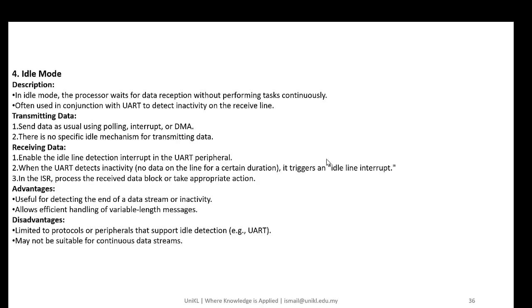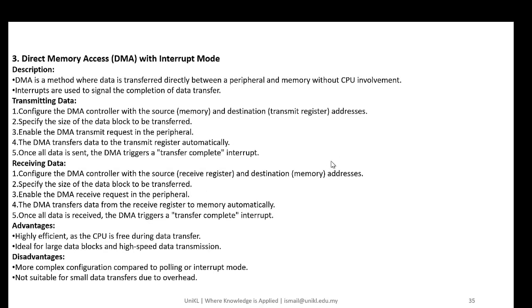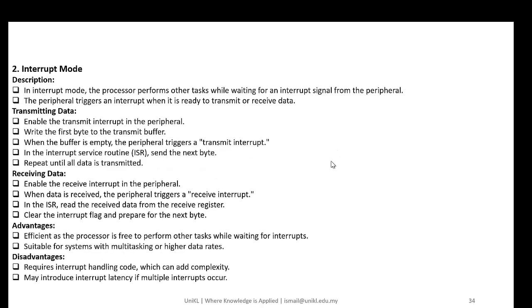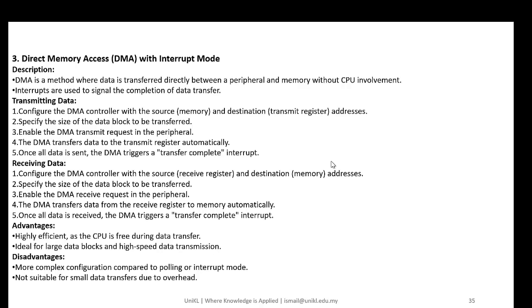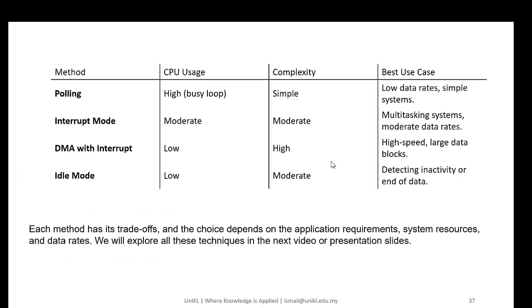There is something wrong here. I will rewrite it, and I will show you the code later on. The code is in serial COM 3 for idle mode, serial COM 1 for interrupt, and serial COM 2 for DMA with interrupt mode.